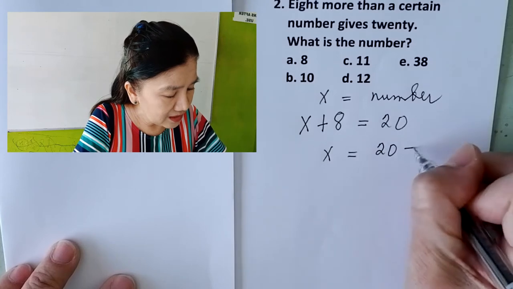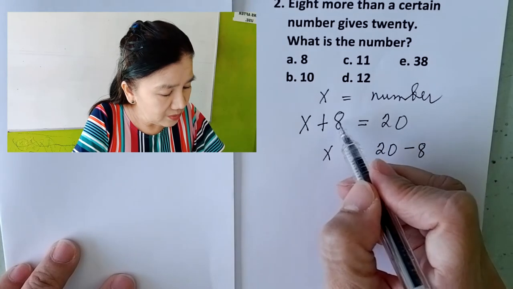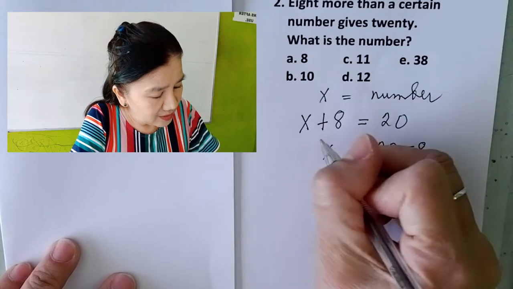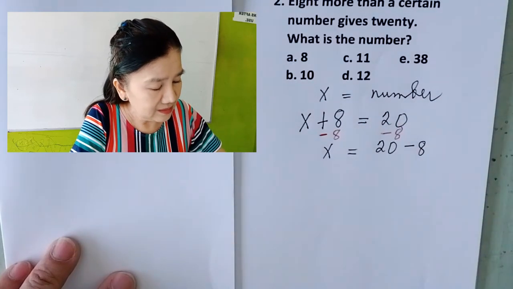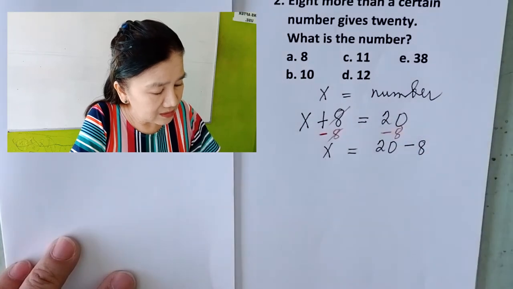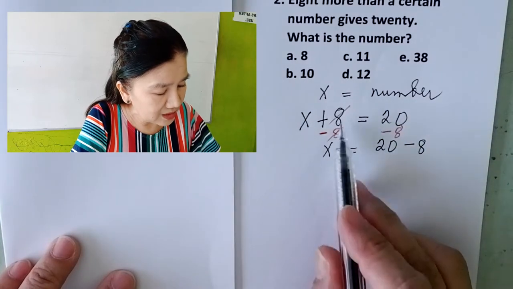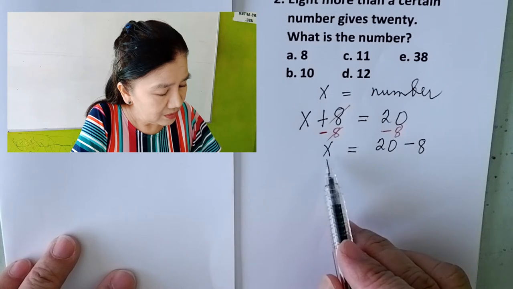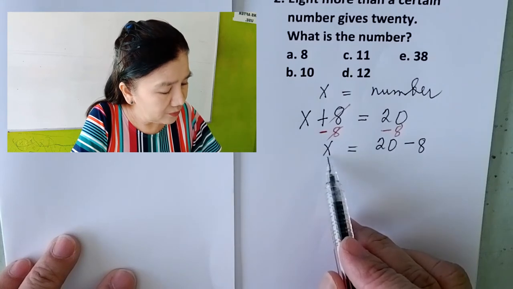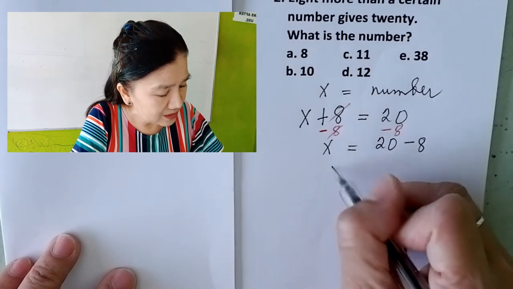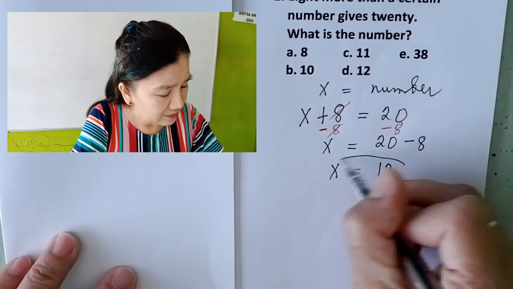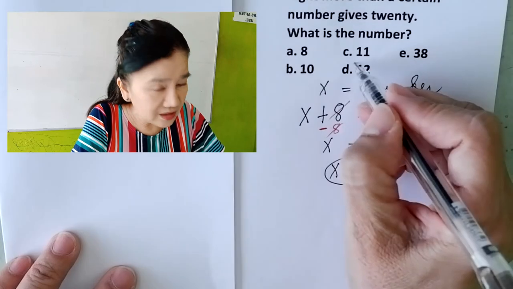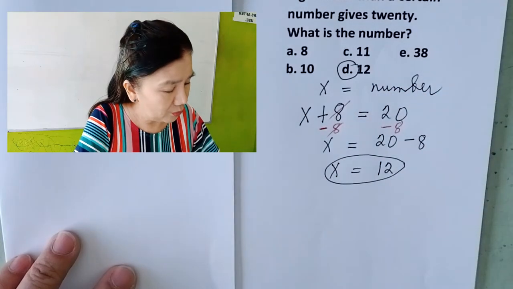20 minus 8. Why minus 8? You have to remove the 8 here. So you have to subtract 8 to the left and 8 to the right. X will cancel. 8 will cancel with minus 8. You are now left with X equals 20 minus 8. So X is equal to 12. So the correct answer here is letter D, 12.